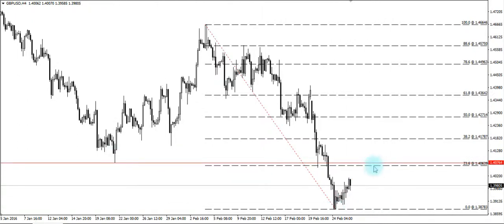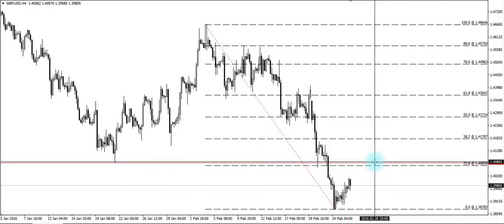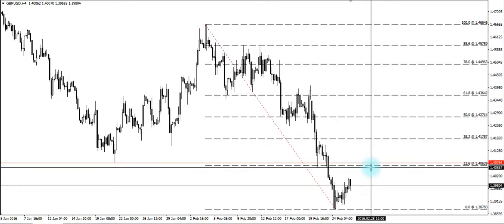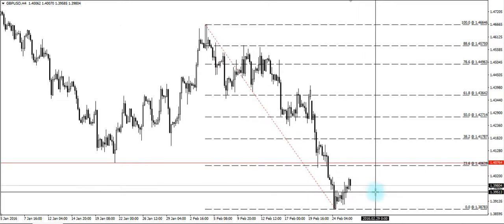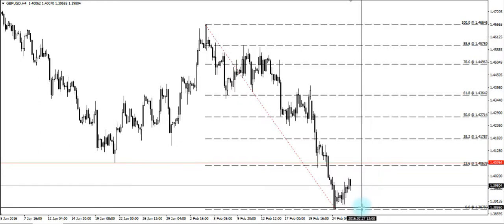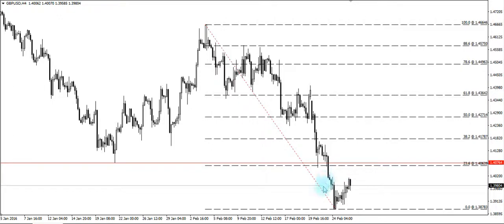So the level over here is slightly above the retracement level of 23.6%, and therefore we're looking for a sell opportunity as the price retraces to this level. And of course, we are expecting that the pound will continue to depreciate further because of the uncertainty caused by Brexit itself. So that's for the pound against the US dollar.